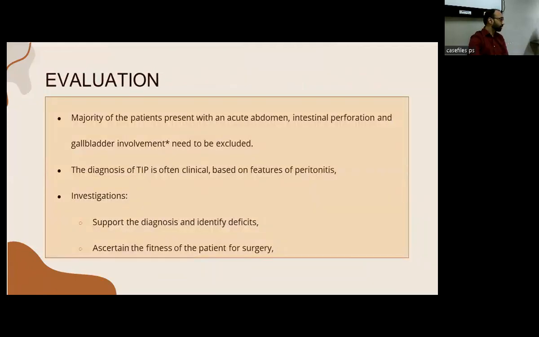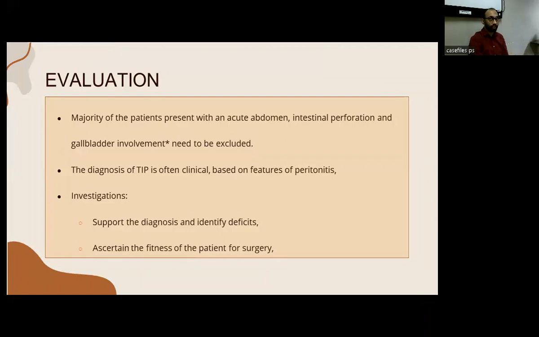So on evaluation of children for complications of typhoid, we look at the intestinal perforation first. Majority of these patients present with acute abdomen, and in patients that present with acute abdomen, it's important to differentiate if it is because of a typhoid perforation or because of gallbladder involvement. And this gallbladder involvement is either because of cholecystitis or a GB perforation.